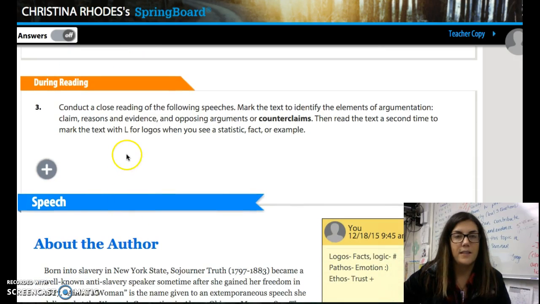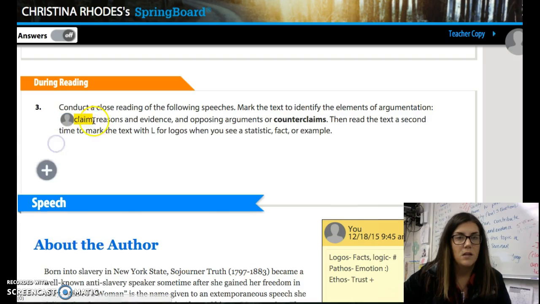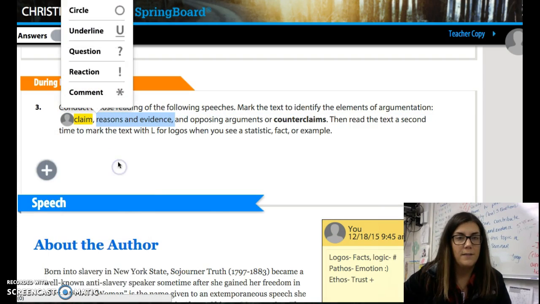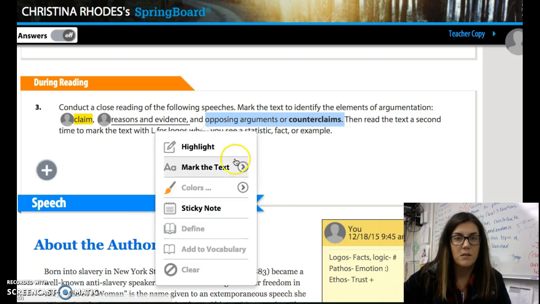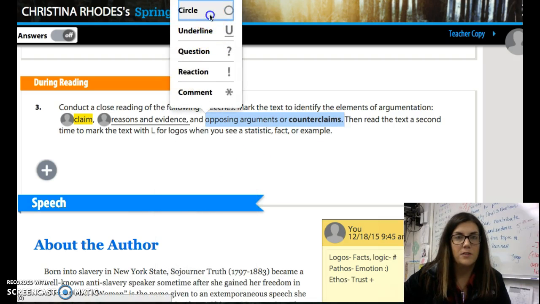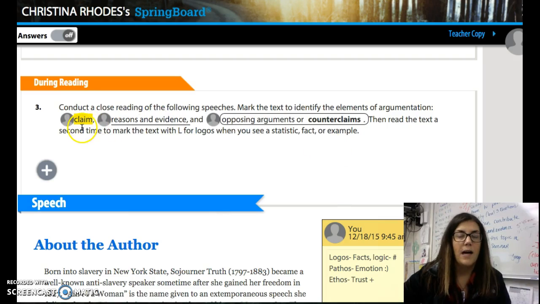Okay, during reading, conduct a close reading of the following speeches. Mark the text to identify the elements of argumentation. You are going to highlight the claim. I'm going to highlight it now. Reasons and evidence, you are going to underline. And opposing arguments or counterclaims, we are going to circle. So you're highlighting the claim, underlining reasons and evidence, and circling opposing arguments or counterclaims.